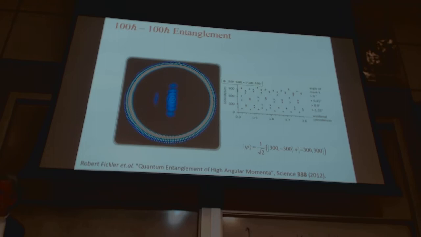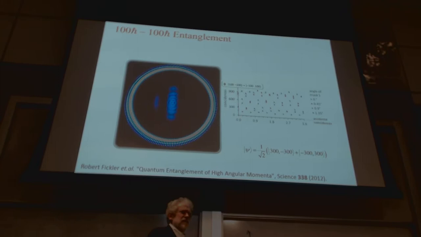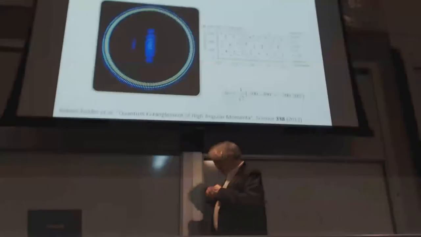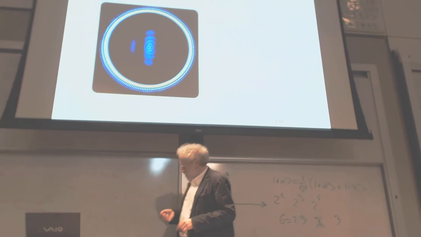This is easily understood. A photon state with L equals, I should make a little graph again to make this understood. We don't need this anymore.